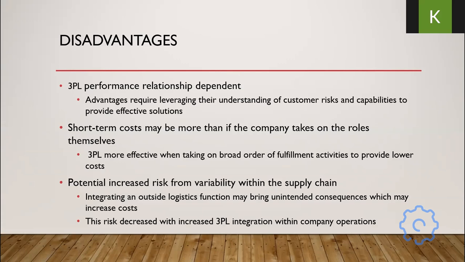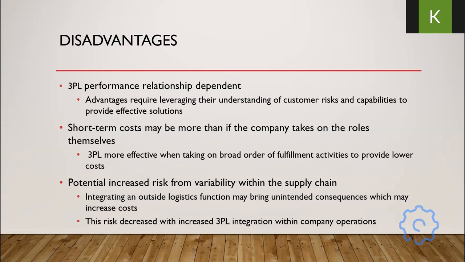Now, as the relationship gets stronger, they take on more fulfillment orders and are able to leverage more of their company. So as a result, the fixed costs are absorbed over more orders, if that makes sense. I hope it does. And then there's potential increased risk from variability within the supply chain.